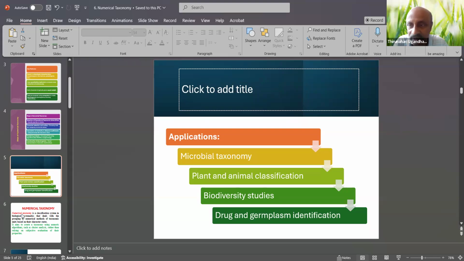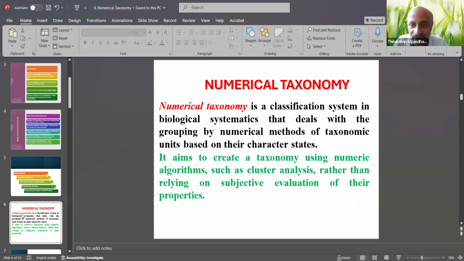These four qualities are based on the numerical taxonomic level. What is the major definition of numerical taxonomy? It is a classification system in biology that deals with a grouping by numerical methods. Grouping means the similarities of plants, which are bunches of plants in a group. That numerical method is based on their characters and character states.